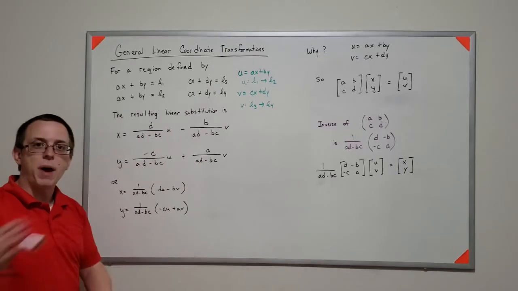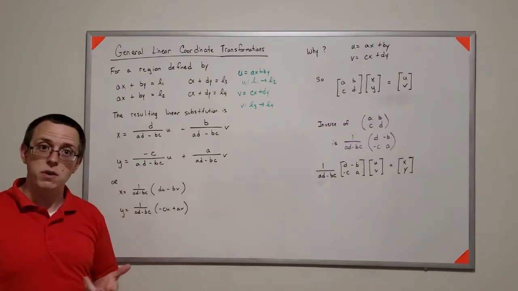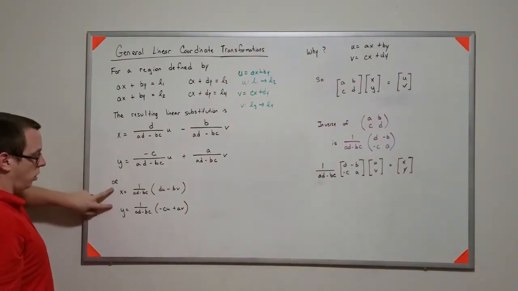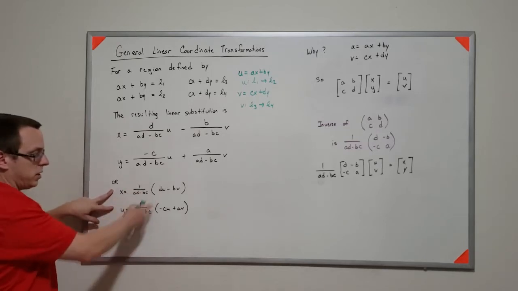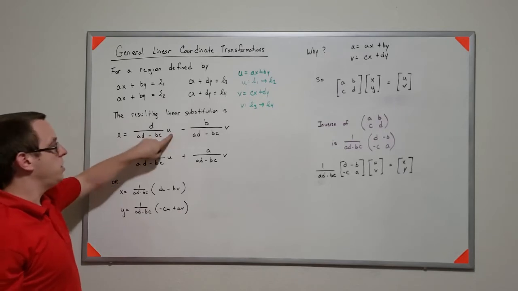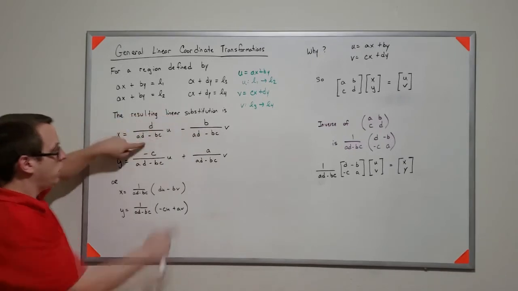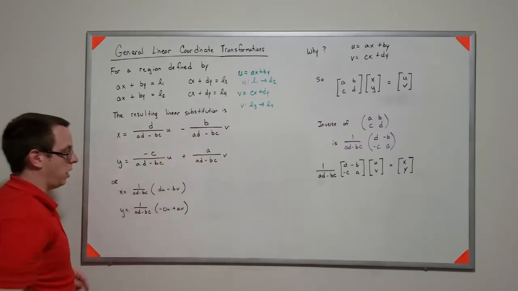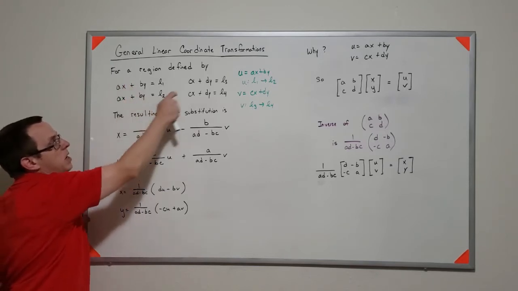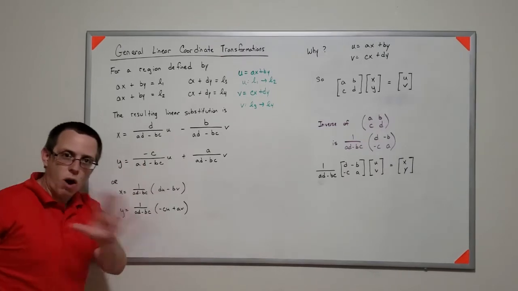Then the way that you could back solve, solving for x and y to get the functions you'll need for your Jacobian, result in this. Or you might prefer to write it like this. This is a little cleaner. X is d over ad minus bc times u minus b over ad minus bc times v. So notice that all of these have ad minus bc over it. And this is just it. So whatever's a, b, c, and d up here, just plug in here and you automatically get it.